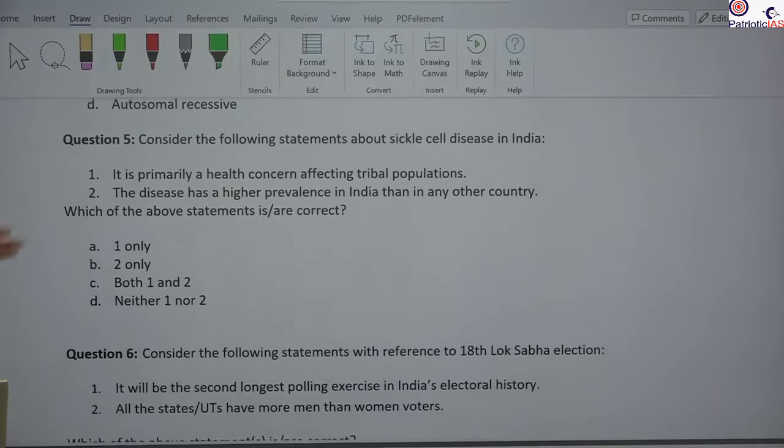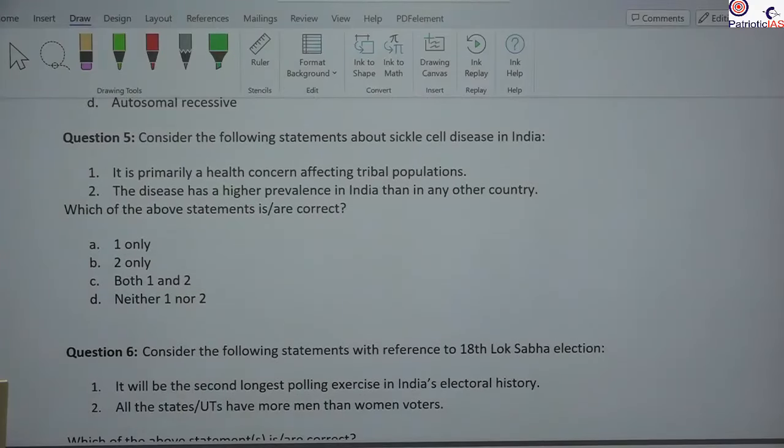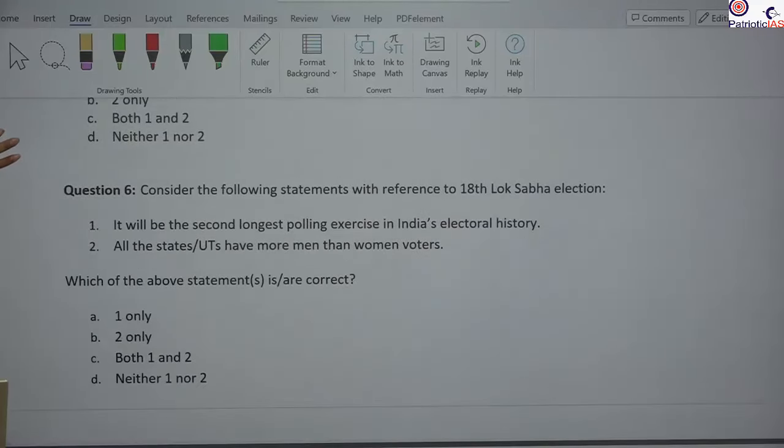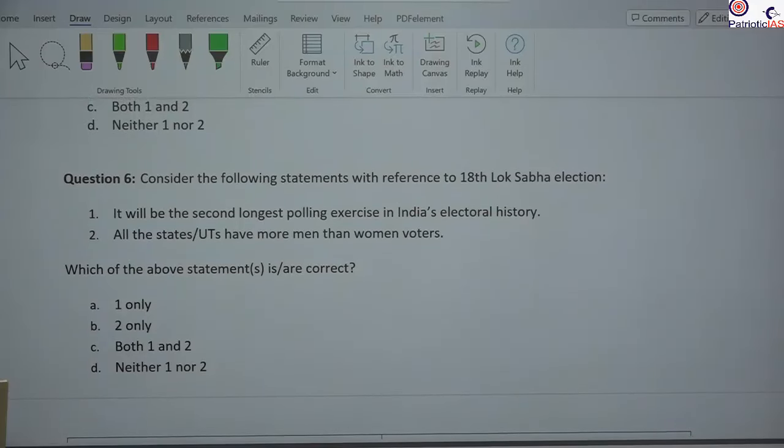Next question. Consider the following statements about sickle cell disease in India. 1. It is primarily a health concern affecting the tribal population. 2. The disease has a higher prevalence in India than in any other country. Which of the above statements is or are correct? 1 only, 2 only, both 1 and 2, neither 1 nor 2. Please answer. Next question, this is the last question. Consider the following statements with reference to the 18th Lok Sabha election. 1. It will be the second longest polling exercise in Indian electoral history. 2. All the states and UTs have more men than women voters. Which of the above statements is or are correct? 1 only, 2 only, both 1 and 2, neither 1 nor 2.